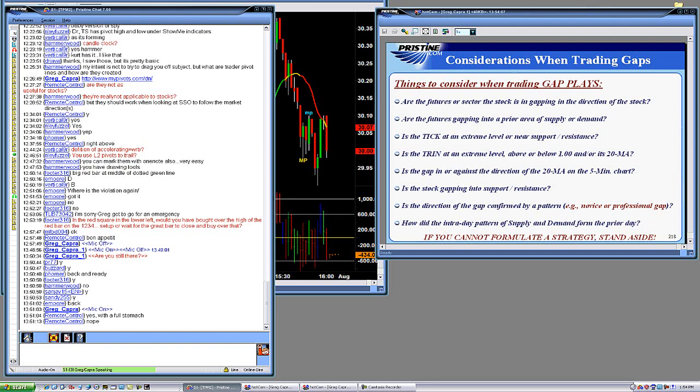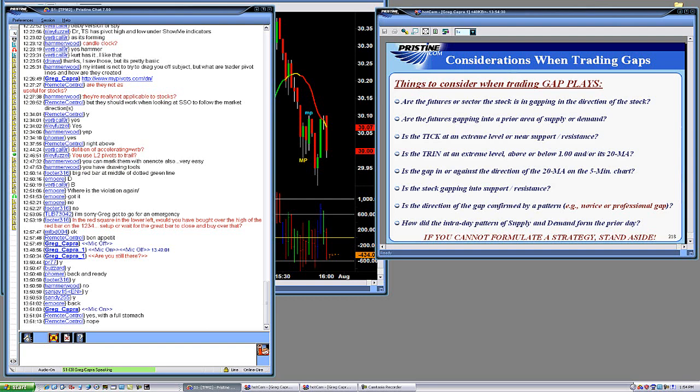So we're going to start with that daily chart as a bias. Okay? We'll take note. When we say novice gap, it's something that's gapping up that's already been up several days in a row, or it's been down several days in a row, and then gapping in the direction in which it's already been moving. Professional gap, on the other hand, is what we're after.